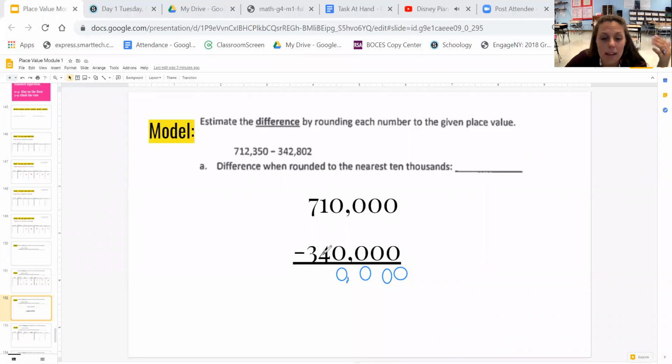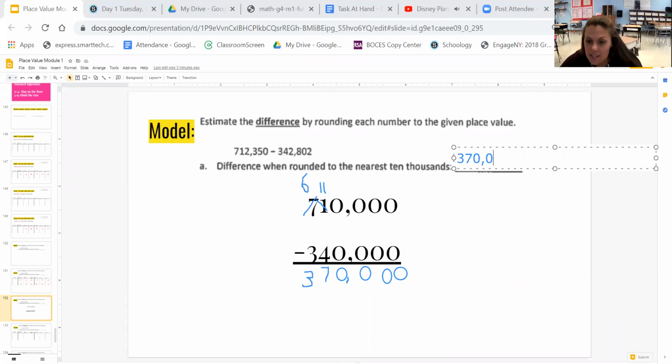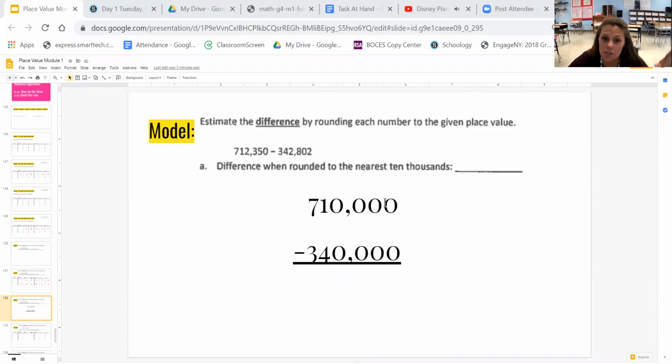subtract. So 1 minus 4, I cannot do, so I need to borrow. This becomes a 600,000. I add 10, so this is 11 10,000s. 11 minus 4 is 7. 6 minus 3 is 3. So when I rounded to the nearest 10,000 to find the difference, I got a difference of 370,000.